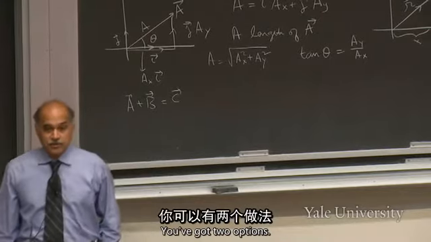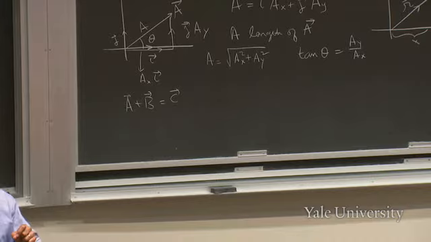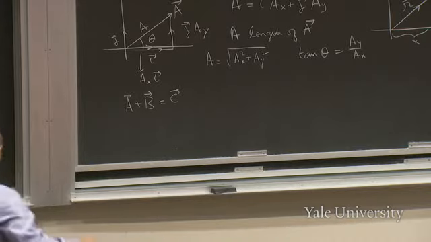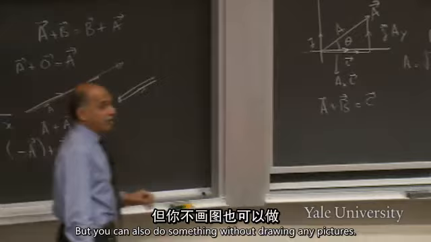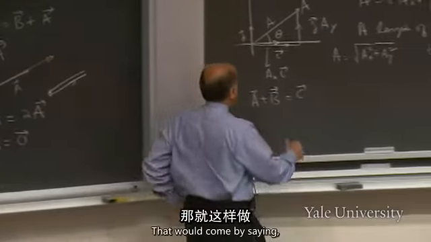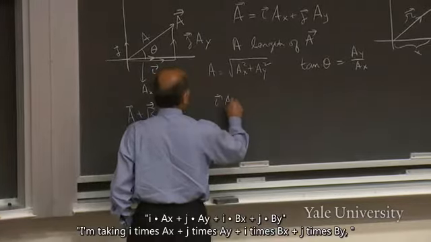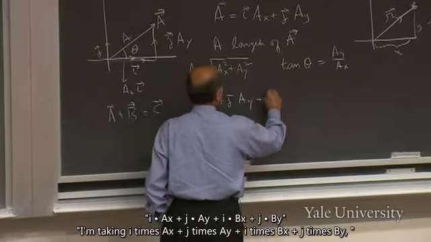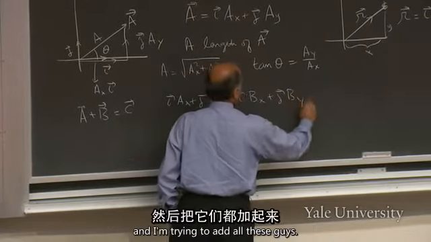You've got two options. You can draw the arrow corresponding to A, then make an arrow corresponding to B, lay it on the edge of this one, then add them as shown here. But you can also do something without drawing any pictures. That would come by saying I'm taking i times Ax plus j times Ay plus i times Bx plus j times By, and I'm trying to add all these guys.